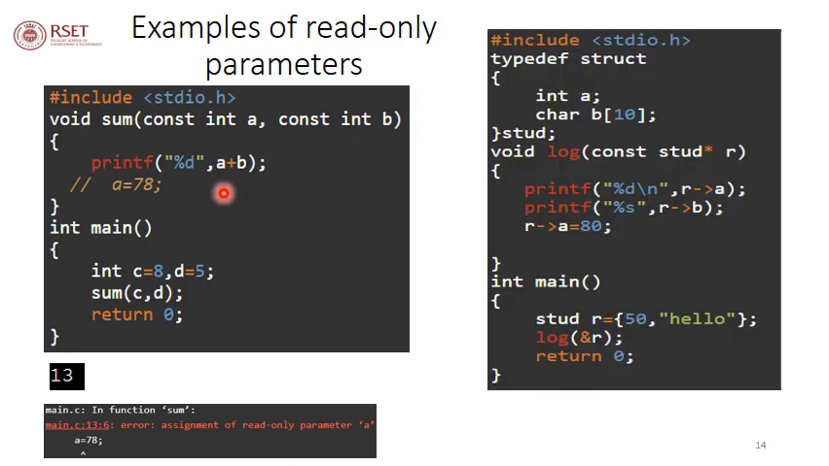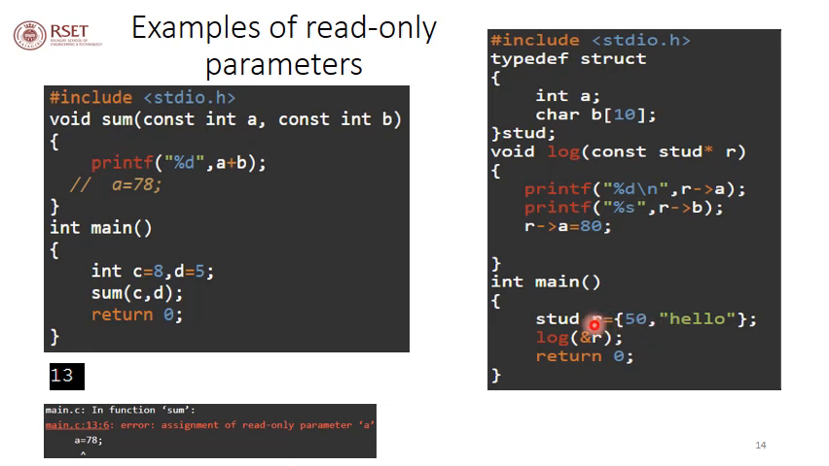So here I am using typedef to create a new type called stud, which is actually of type struct. This is a user-defined type called stud, and stud has two member variables: int a and character array b. Then we have a function definition over here, a function called log, and we'll see the body of log later. Within the main function, I'm creating a record of type stud, and the values within this record are 50 and hello.